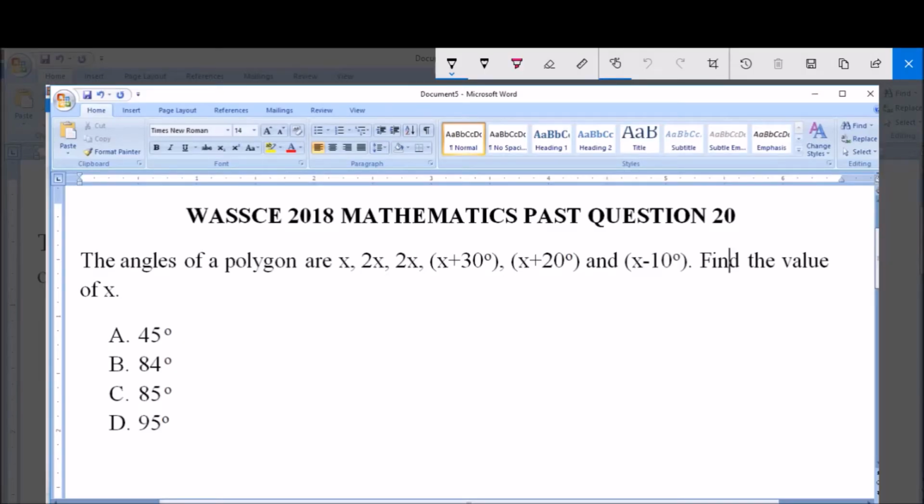I'll be answering WASSCE 2018 Mathematics Past Question 20. The angles of a polygon are x, 2x, 2x, x plus 30 degrees, x plus 20 degrees, and x minus 10 degrees. Now we have to find the value of x. A, 45 degrees; B, 84 degrees; C, 85 degrees; and D, 95 degrees.